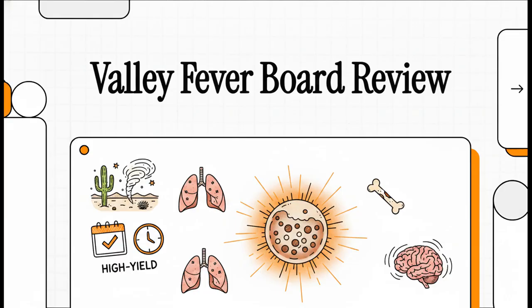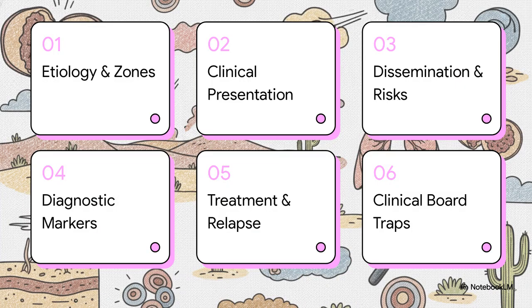Okay, let's dive into this. Here's our game plan for today. We'll start with etiology and endemic zones, move into clinical presentation and rheumatism, then dissemination in high-risk groups, high-yield diagnostic markers, targeted treatment and relapse, and we'll wrap it all up with the top clinical board traps.